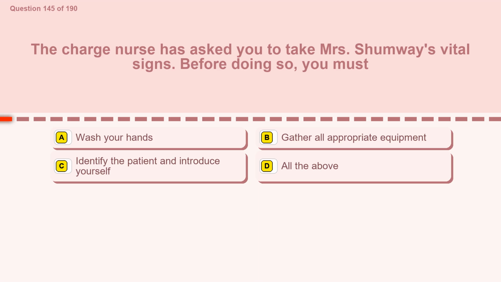Question 145. The charge nurse has asked you to take Mrs. Shumway's vital signs. Before doing so, you must: Option A. Wash your hands. Option B. Gather all appropriate equipment. Option C. Identify the patient and introduce yourself. Option D. All the above.